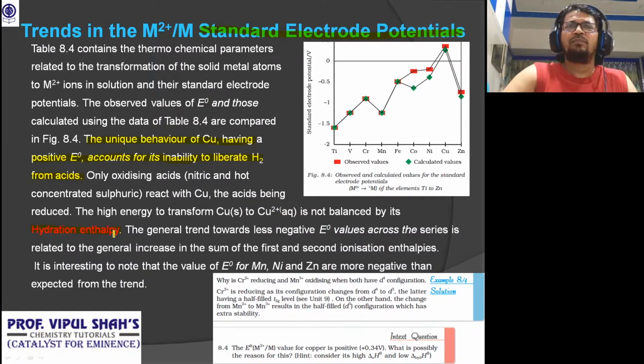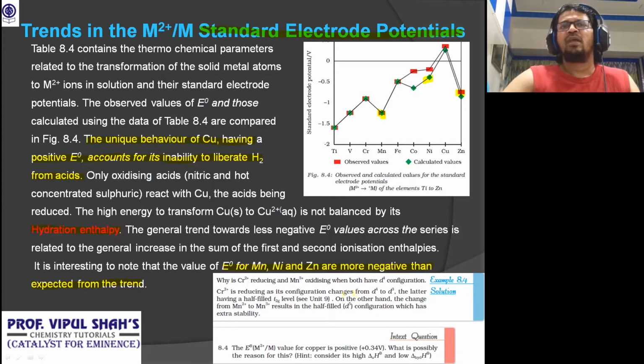Then apart from this, it says the E0 values of manganese, nickel and zinc are more negative than expected from the trend. If you see the graph over here, just see this part carefully. Mn value, is this clear? Then comes nickel, this is the value, see the graph, that's the value of Mn. Then we have the value of nickel, and then the value of zinc over there. That's the standard SRP part. They say it's a little different. Why like that? We'll come to that. Before that, two questions to discuss.